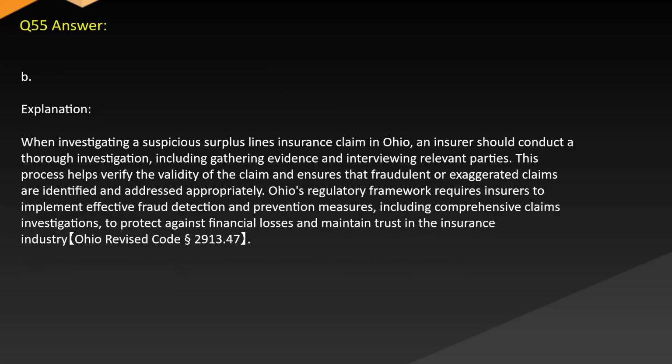Answer: B. Explanation. When investigating a suspicious surplus lines insurance claim in Ohio, an insurer should conduct a thorough investigation, including gathering evidence and interviewing relevant parties. This process helps verify the validity of the claim and ensures that fraudulent or exaggerated claims are identified and addressed appropriately. Ohio's regulatory framework requires insurers to implement effective fraud detection and prevention measures, including comprehensive claims investigations, to protect against financial losses and maintain trust in the insurance industry. Ohio Revised Code 2913.47.